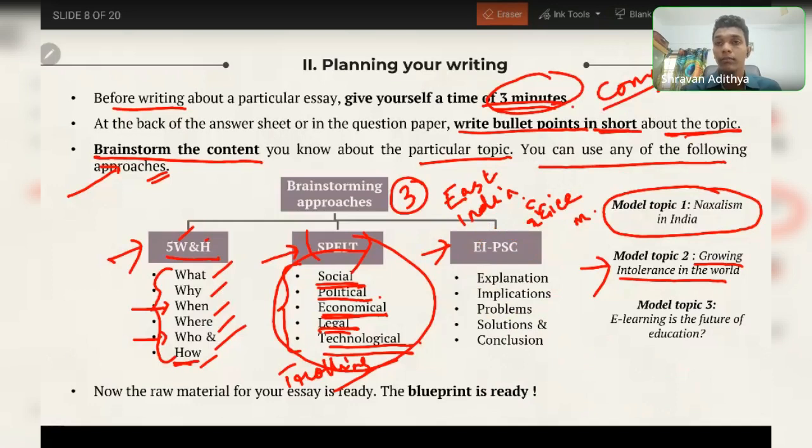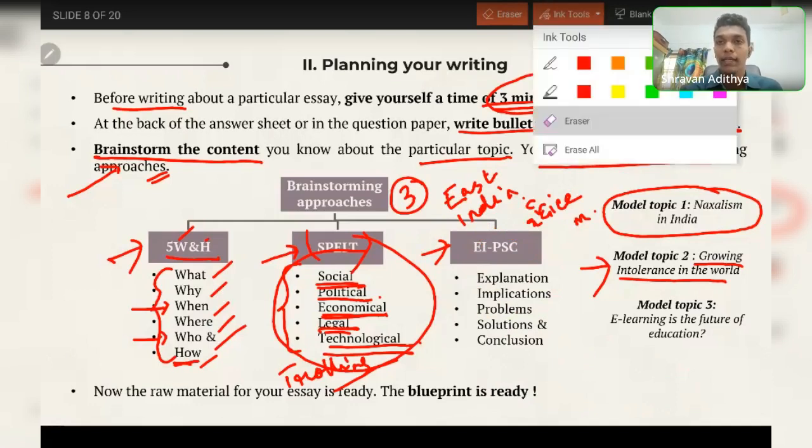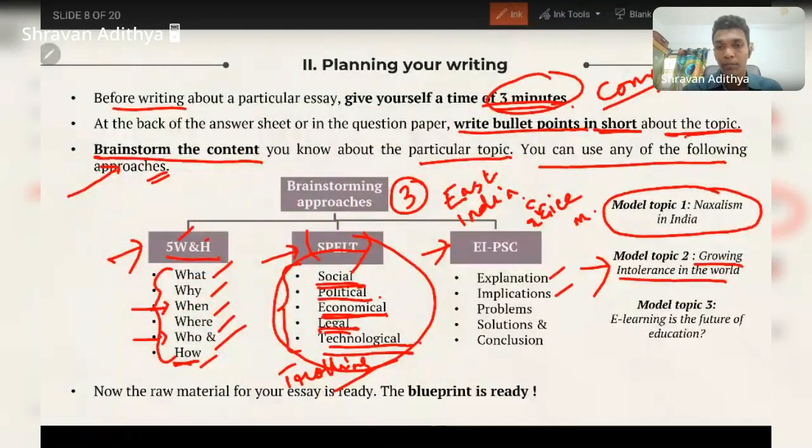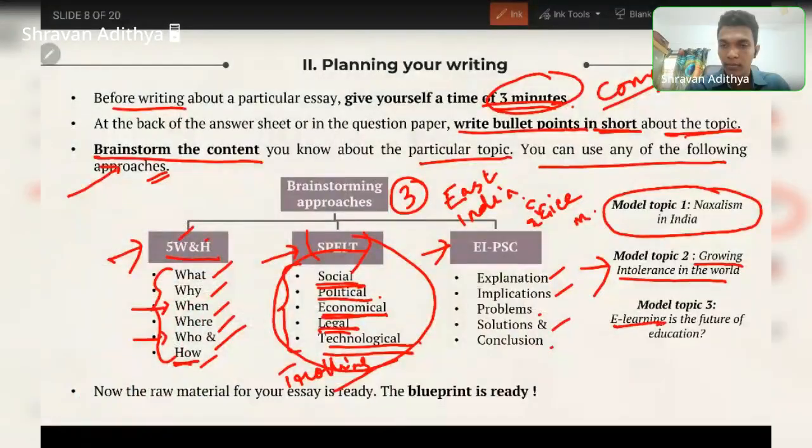So here you can use EIPSC. The first one is about explanation. You explain what e-learning is. What is e-learning? E-learning is about remote learning, or using digital methods and digital tools for learning. So that is the explanation.